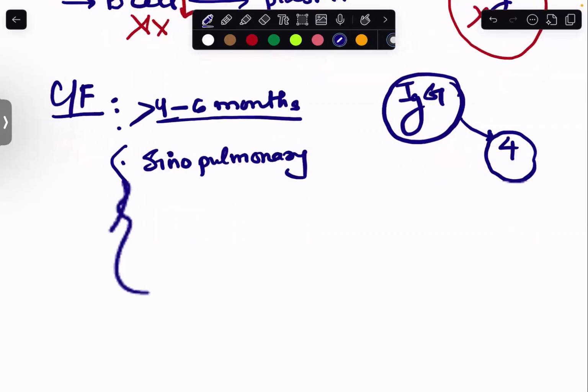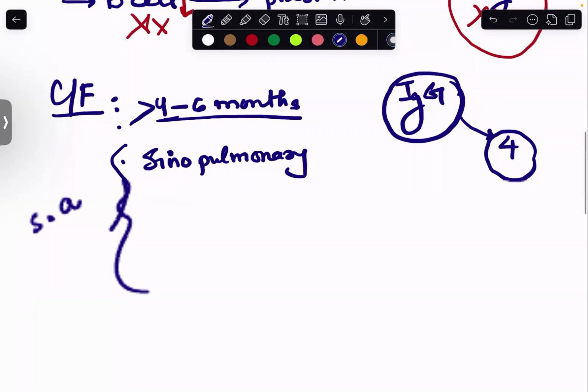They are Staphylococcus. Something is wrong with my pen. Just give me a moment. Staphylococcus aureus, then we have Streptococcus.